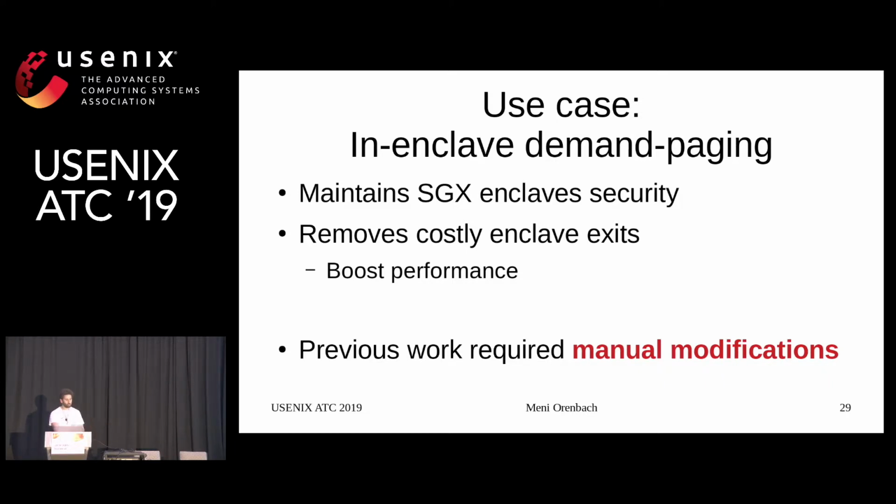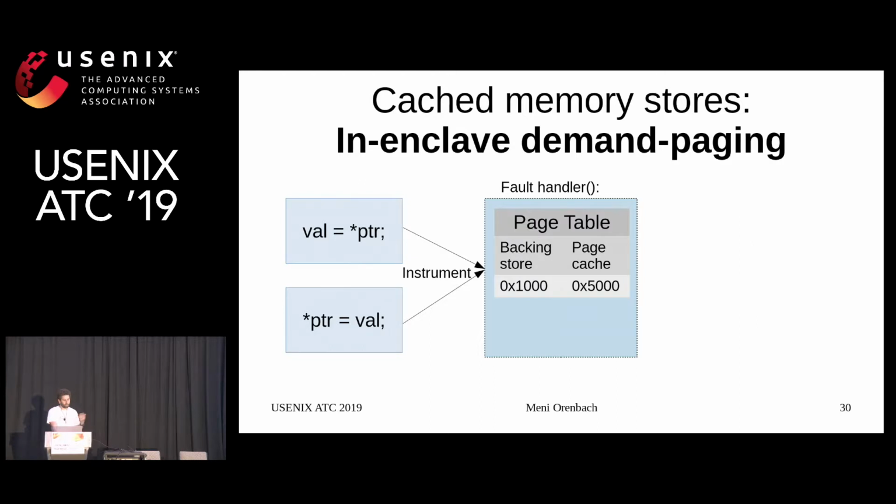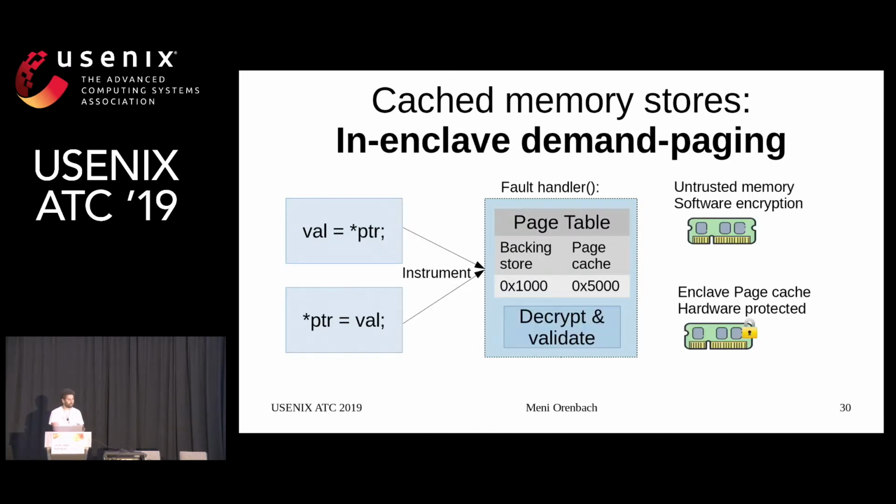Previous work showed that in-enclave demand paging can maintain the same security guarantees as traditional SGX paging, but remove the cost of enclave exits, therefore boosting the performance. However, this previous work required manual modifications. With memory stores, it's very easy to do that because we'll only need to focus on the exact semantics of what we need. The backing store is the untrusted memory, which is software encrypted.